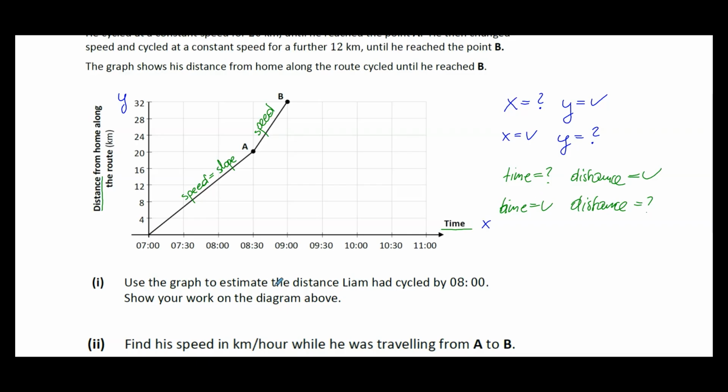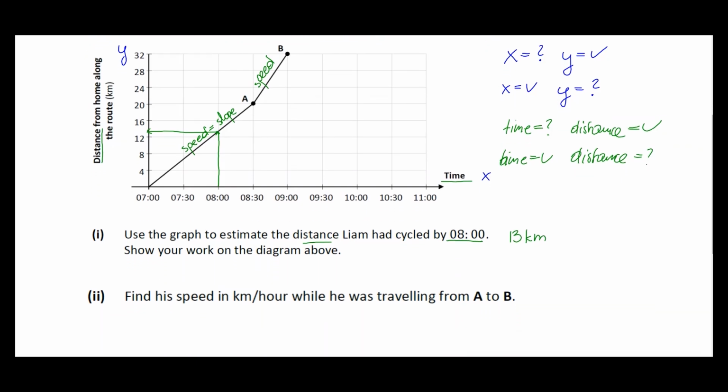So here we are saying estimate what? Distance. That means they give us time. So we're looking for distance, but at what point? By 8. So I'm looking at my time 8. We go to the graph, and because we have to show our work, I go up to the line, and then across to distance. So the value we should be estimating is about 13 kilometers.